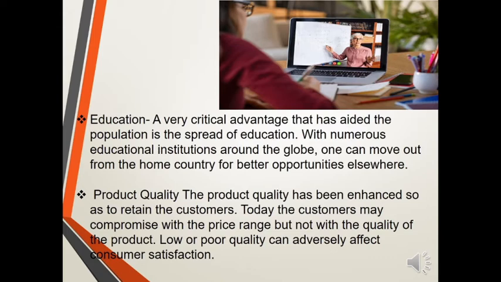So the next advantage is the product quality. The product quality has been enhanced so as to retain the customers. Today, the customers or the consumers may compromise with the price range but not with the quality of the product. Low or poor quality can adversely affect consumer satisfaction. Now, customers are very wise. When it comes to buying or purchasing products, they would always look for the product quality, and they would even look for the different reviews before purchasing the product.